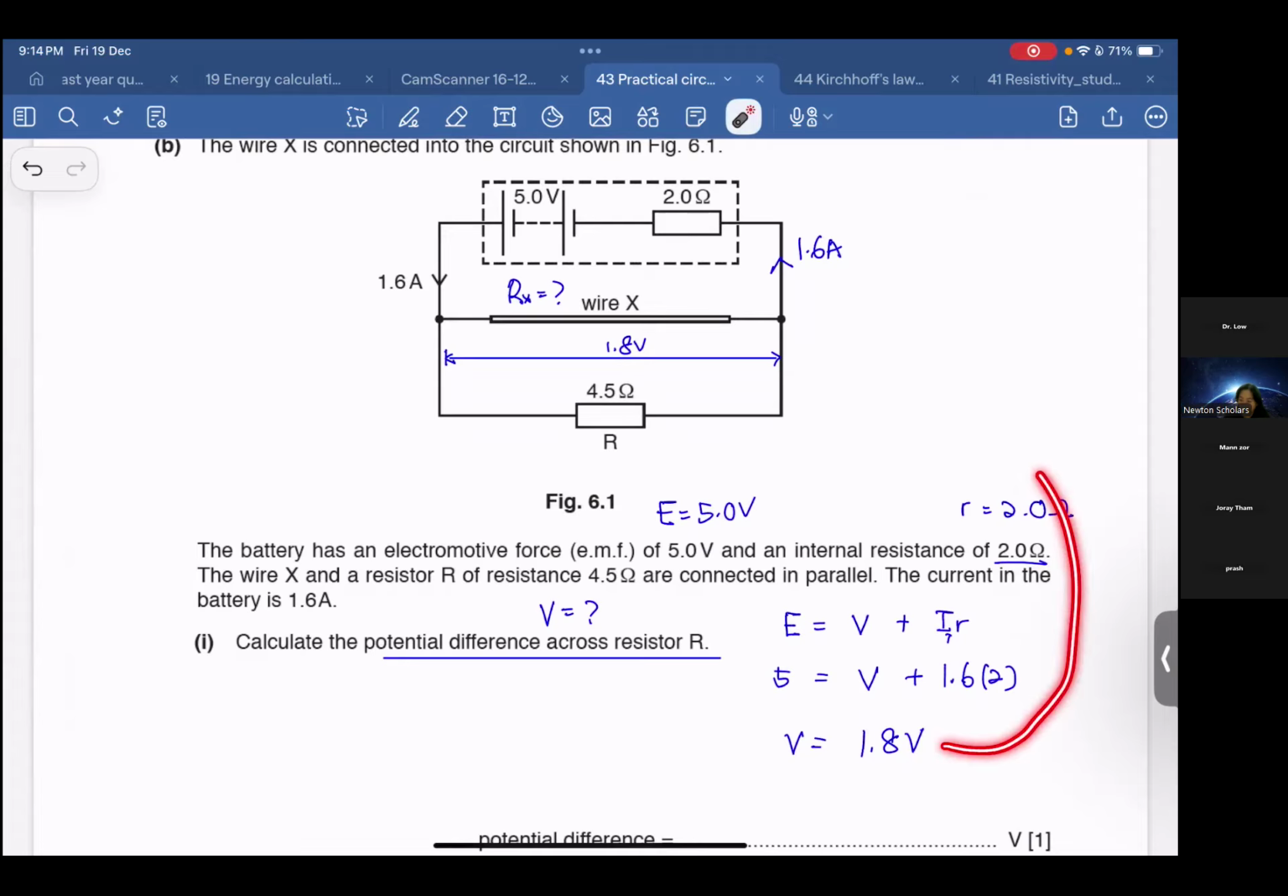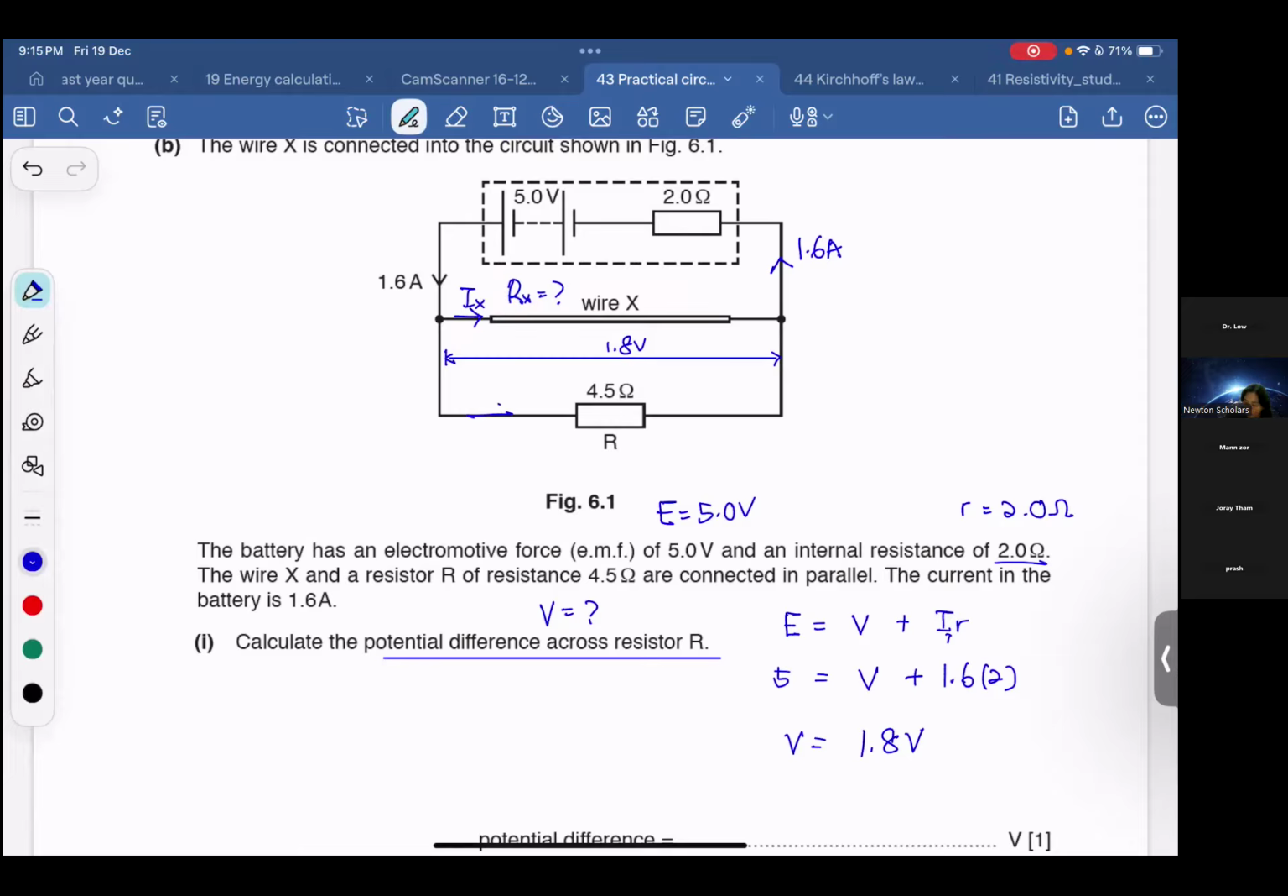Just now, the 1.8 volt, we already counted for this part. So that means wire X is also 1.8. Then I want to find the Rx. So what should I do? I should know my Ix, am I right? Just now 1.6 is total, but I don't know how much is going to our wire X. Can I know from here first?